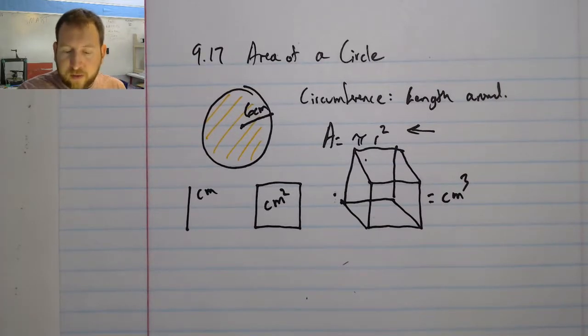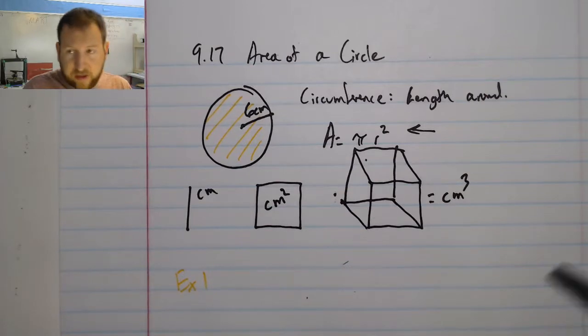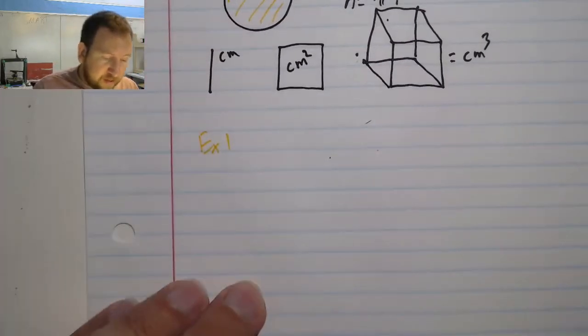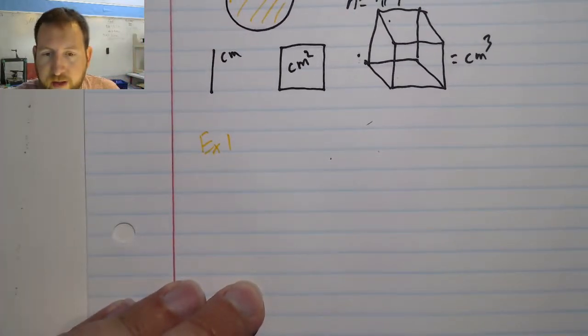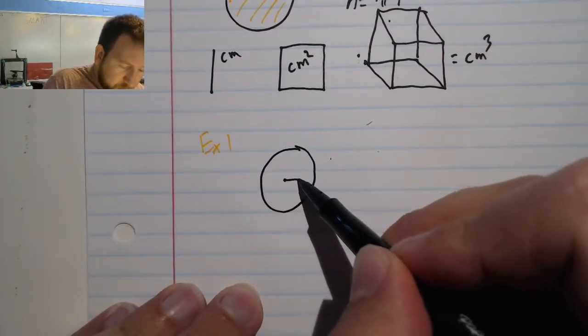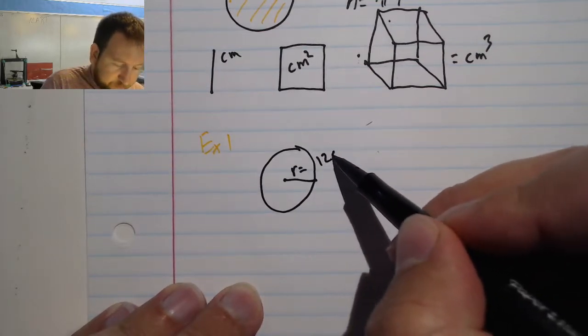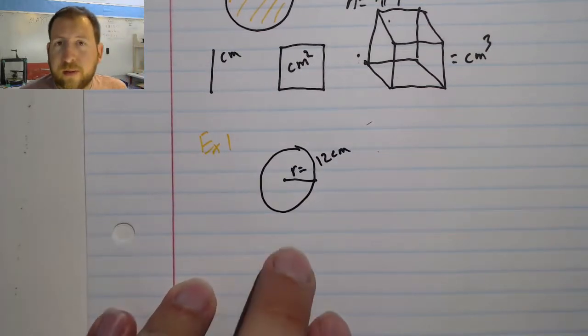Let's do a quick couple of examples and then I can send you on your way. I don't anticipate these being very difficult at all. But say they give you an example where they say we have a circle with radius equal to 12 centimeters. Well, all we do is simply plug it into our formula.